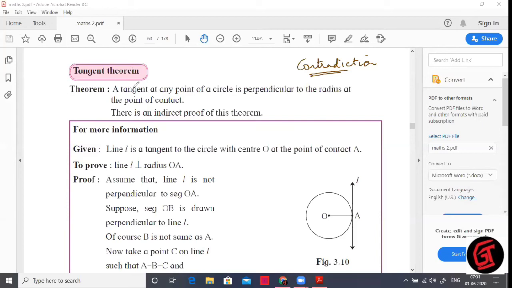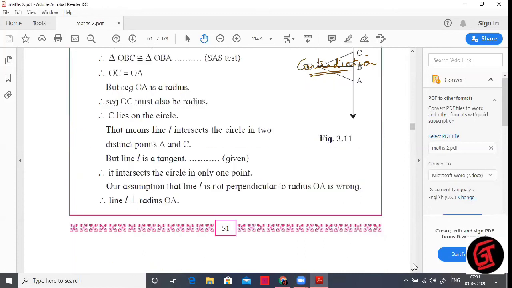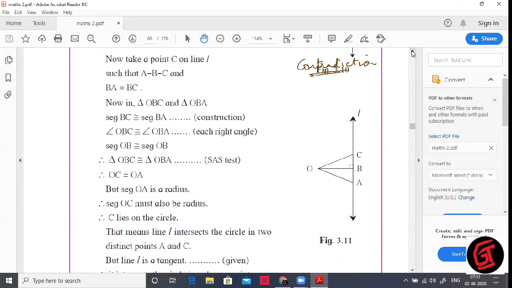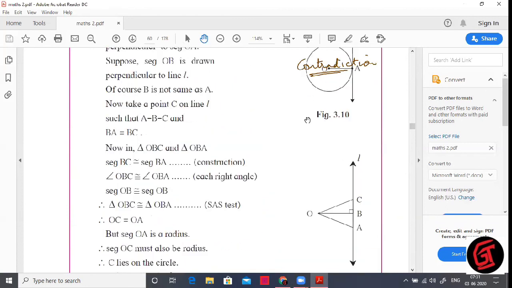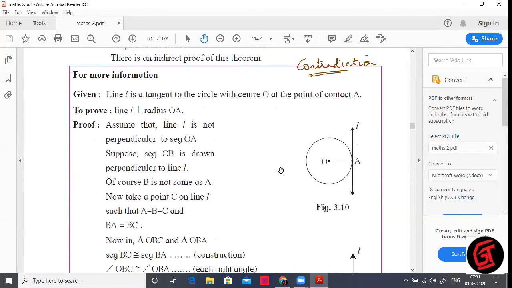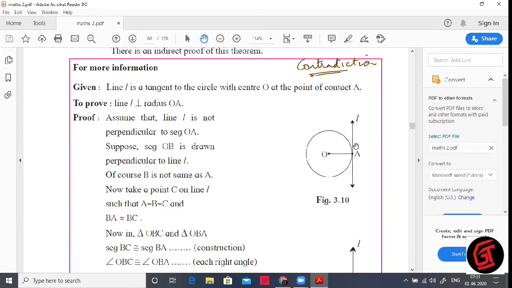Let's start. A tangent at any point of a circle is perpendicular to the radius at the point of contact. A tangent at any point on the circle means, yes, this is your tangent. If you can see the figure, I can zoom a little bit also. Line L is called your tangent.